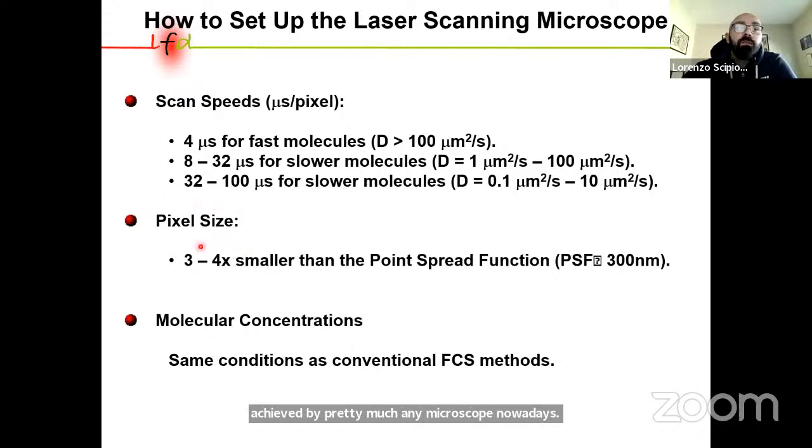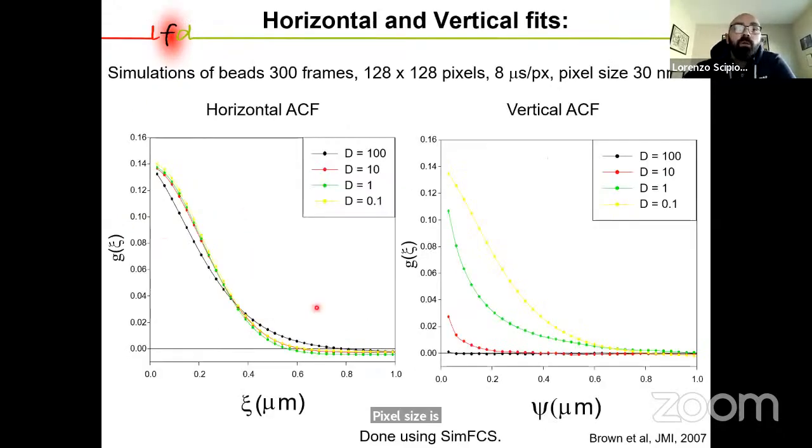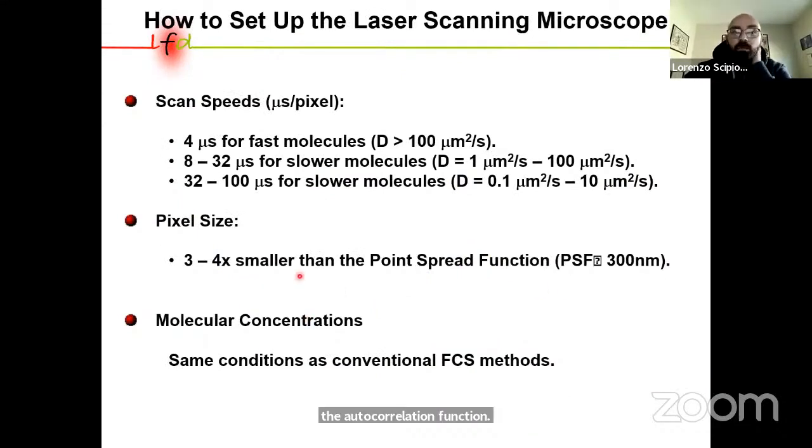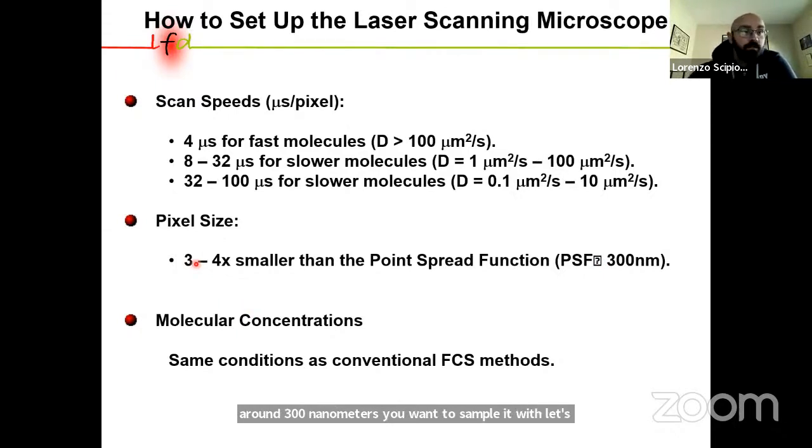Pixel size is important for sampling because we want to get all these points, right, to compute the autocorrelation function. So we want to sample the point spread function enough, and it has to be a function of the point spread function. So assuming a normal point spread function at around 300 nanometers, you want to sample it with, let's say, less than 100 nanometers per pixel, more or less, which is again pretty normal.